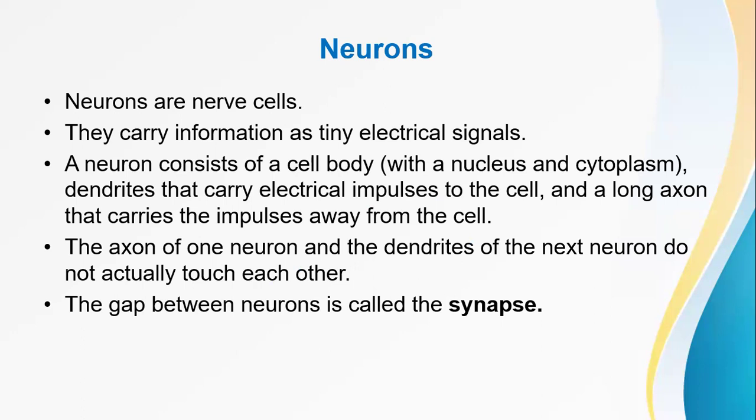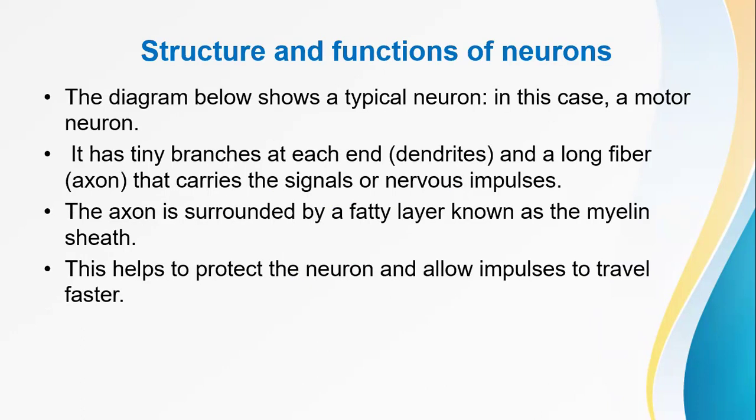Now, the axon of one neuron and the dendrites of the next neuron do not actually touch each other. The gap between these neurons is what we call the synapse. So the neurons are not in contact with each other, but they are separated from each other by the synapse. Now, let's see the structure and the functions of the neurons.